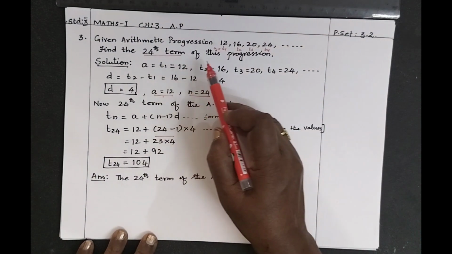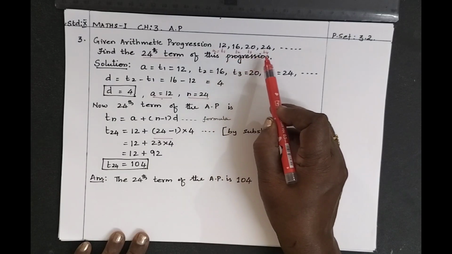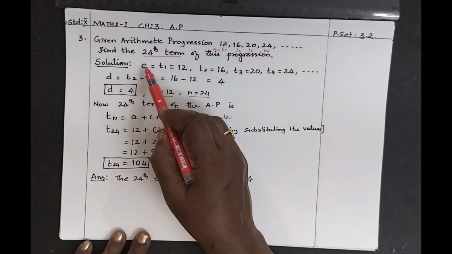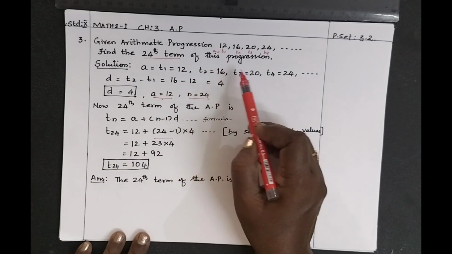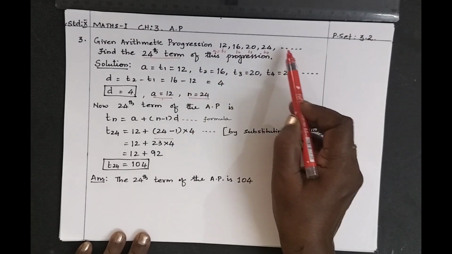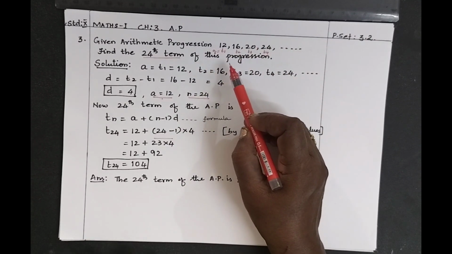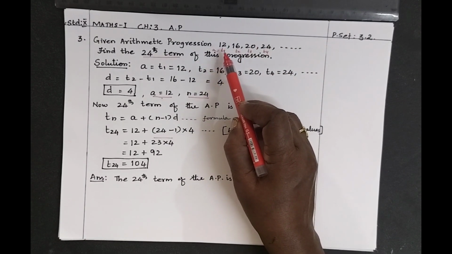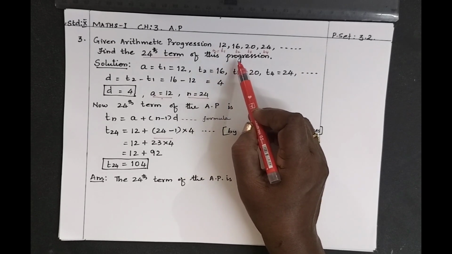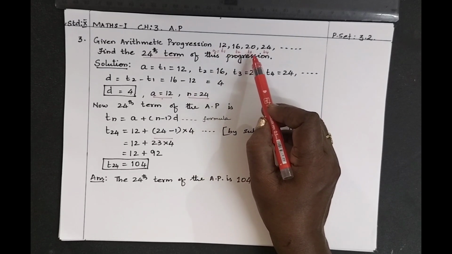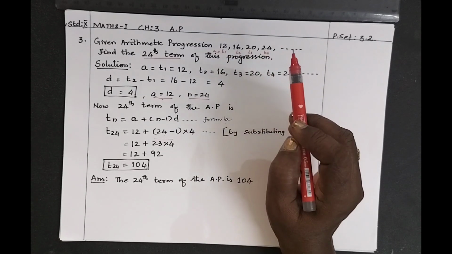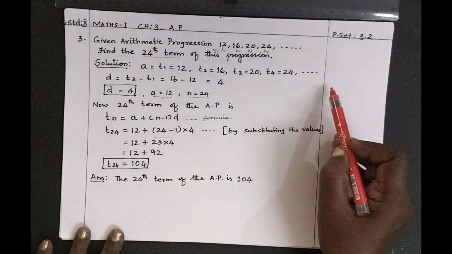Given arithmetic progression 12, 16, 20, 24, etc. Find the 24th term of this progression. Already it is given, this is an AP. So let us write the terms. First term is what? 12. A and T1 is 12. T2 is 16. T3 is 20. T4 is 24. So let us write this way.